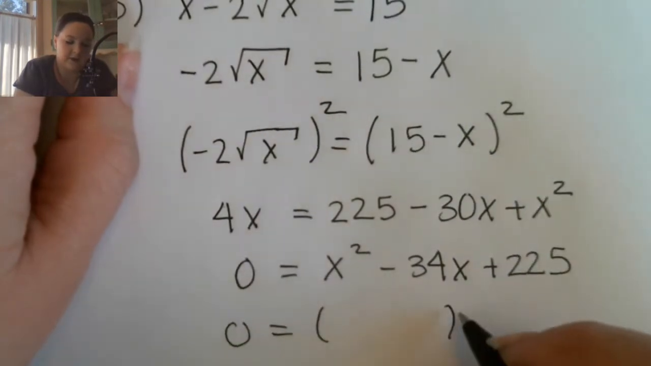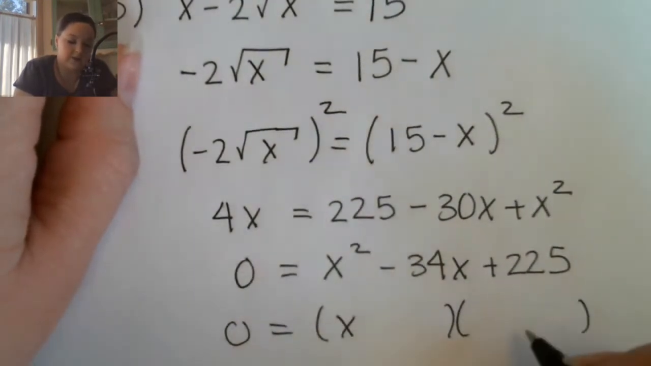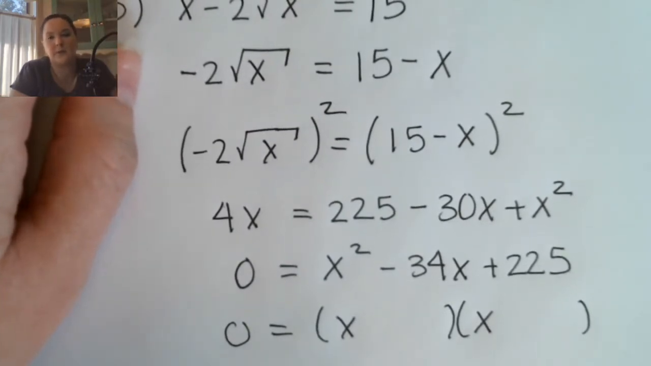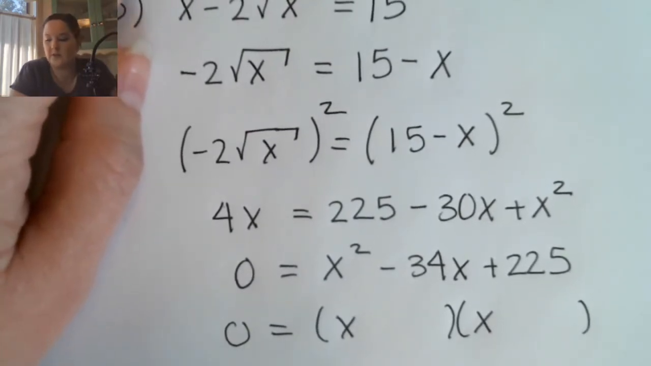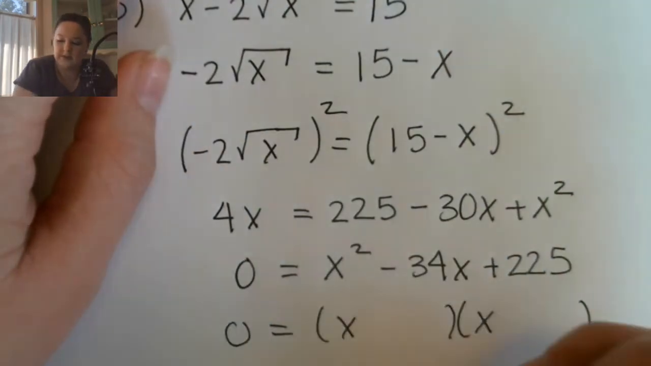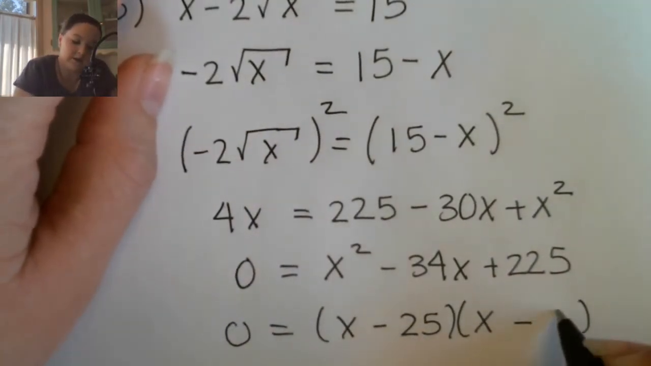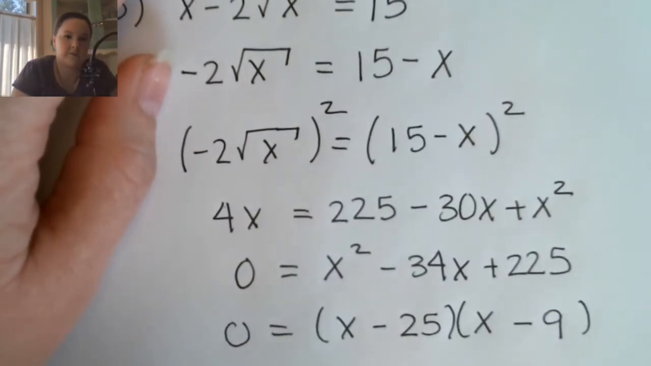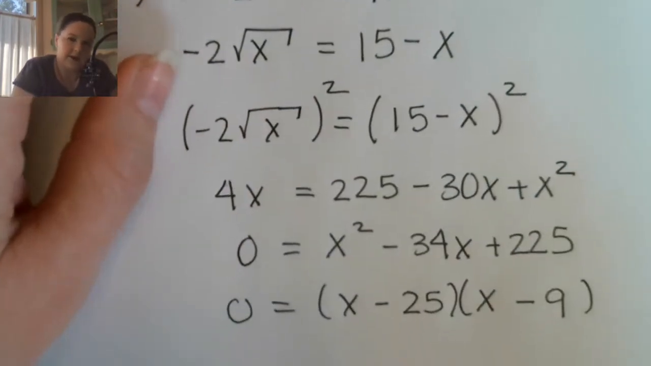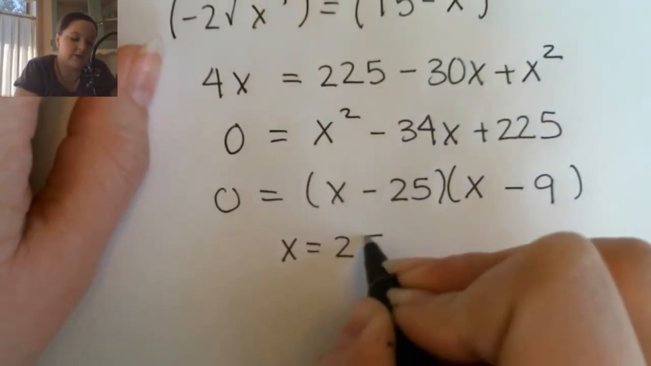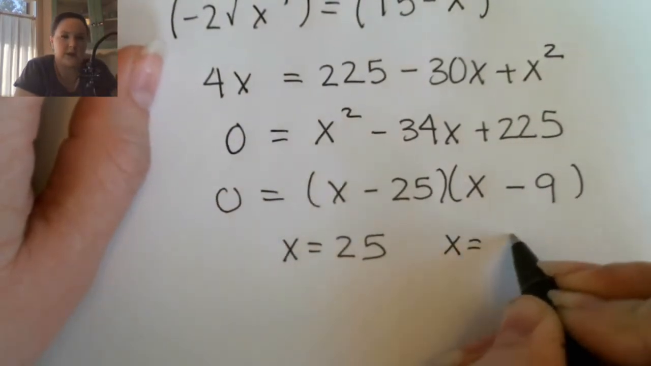Okay, I'm going to factor. So I'm looking for something that multiplies to 225 and adds to 34. So I think that's going to be 25 and 9. And that will give me my two solutions, x equals 25 and x equals 9.